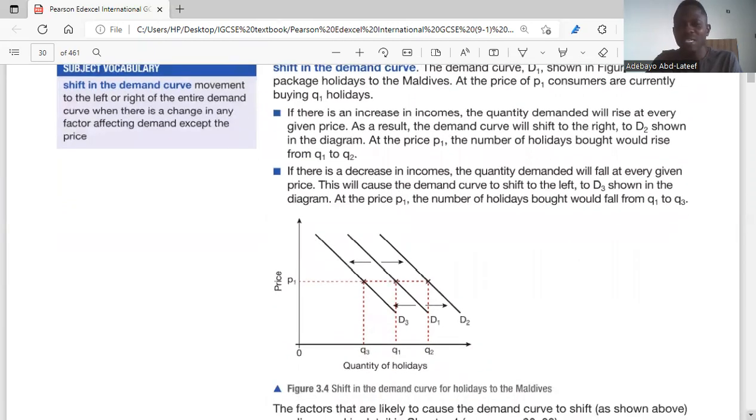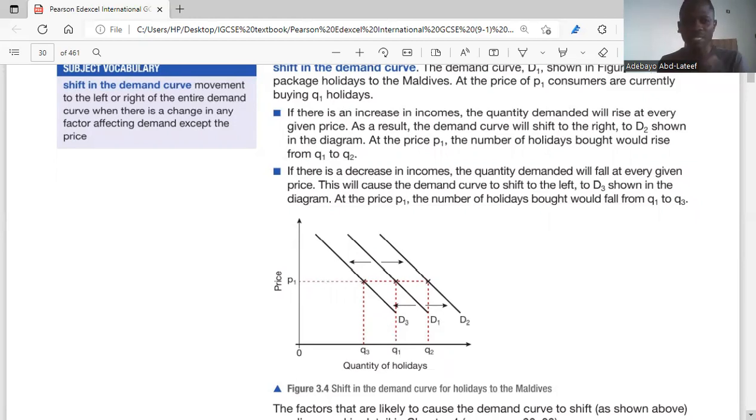Before I go into shift in demand, I think you understand movement along the demand curve now. Movement is as a result of a pricing factor, which means other factors remain constant. Now we're going to shift in the demand curve. A shift in the demand curve can either be to the right or to the left of the demand curve. That is shift. Shift will be as a result of, one, an income.